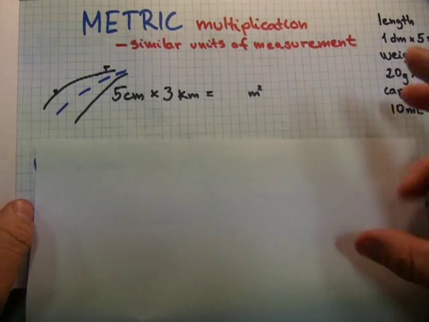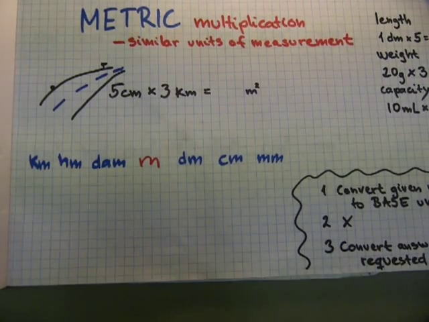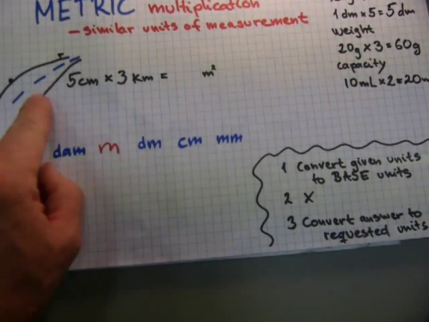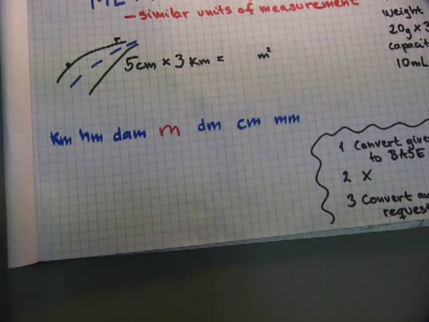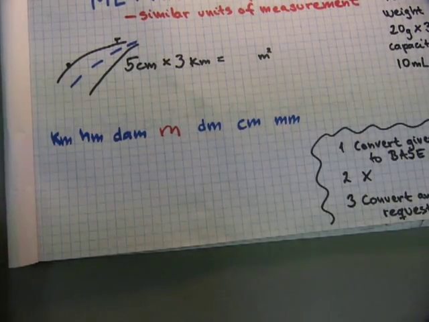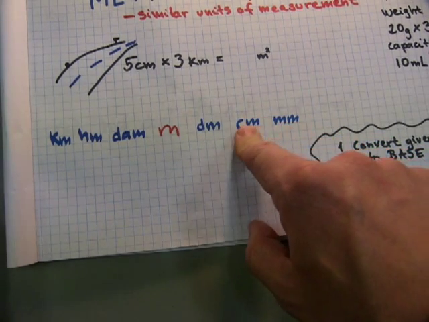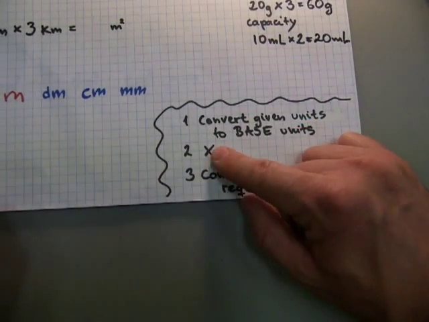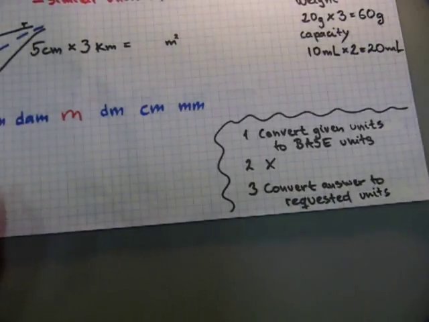So I wrote up here a 3-step procedure that will work with this one reliably and consistently. Here it is. Step 1. Convert the given units, the centimeters and the kilometers, to base units. That means meters. Here I wrote up all of them. The millimeters, centimeters, decimeters, meters, decameters, hectometers, kilometers. And the exchange rate is 10. Everything is tenfold. So 10 millimeters make a centimeter, 10 centimeters make a decimeter. Remember that? So convert to base units, do the multiplication, and if needed, convert the final answer to requested units.